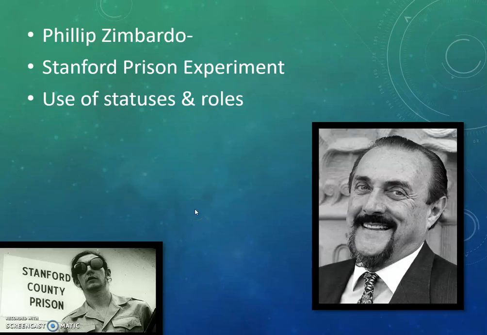So when we're talking about roles, one of the individuals to keep in mind who had an experiment, his name is Philip Zimbardo. Now, Philip Zimbardo did something called the Stanford Prison Experiment. And what he was trying to show was the importance of statuses and roles. In other words, your personality, your zodiac sign, your race, or your religion maybe is not as important as the statuses and roles that you've been given.